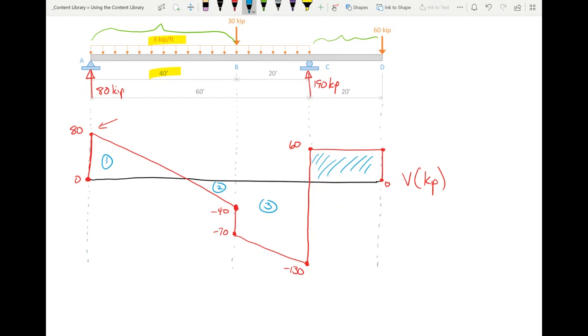Nope, not 120. It's 1200. There you go. And I liked what Mr. Ashworth said, because it's foot kips. Because we're taking the area under the shear diagram, so it should be in moment. It should be in foot kips. That's exactly right. So this is positive 1200. Okay, that's exactly right.